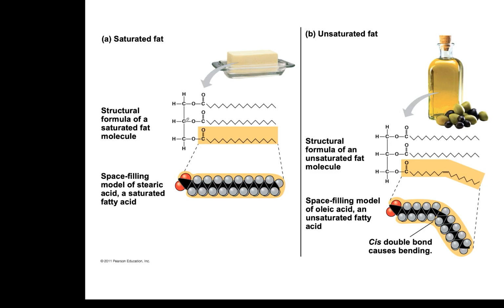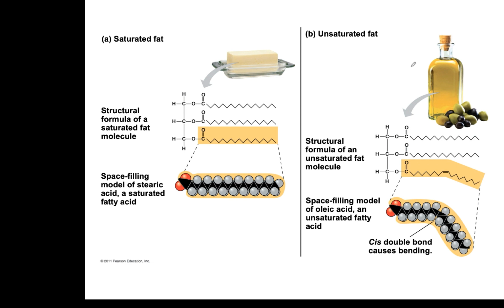So one more time you can compare. Fat can be subcategorized into saturated fat and unsaturated fat. Saturated fat is solid state at room temperature because the fatty acid chemical structure shows each carbon is fully saturated with hydrogen. So when you look at this space-filling model of stearic acid, you can see each carbon is fully saturated with hydrogen.